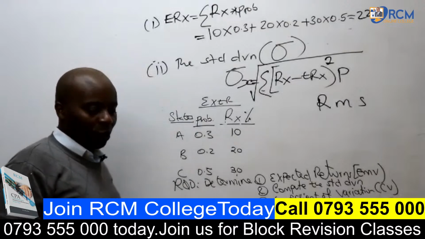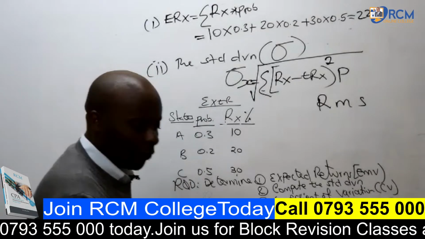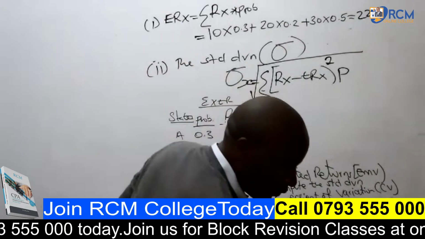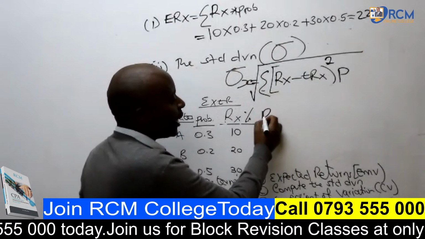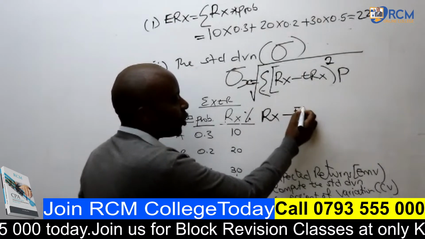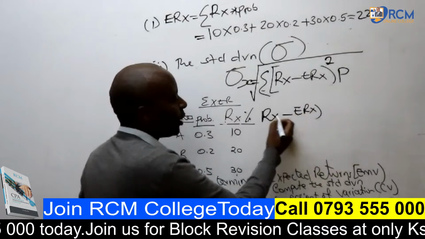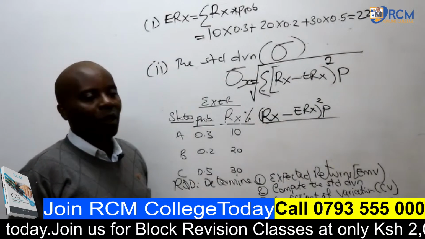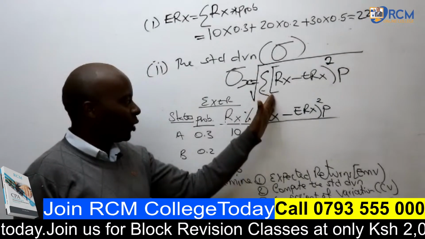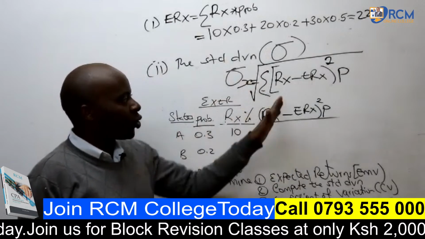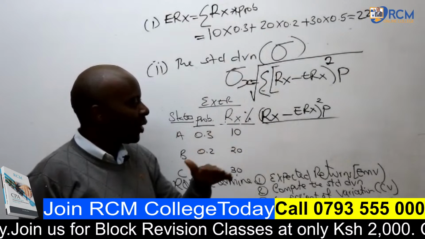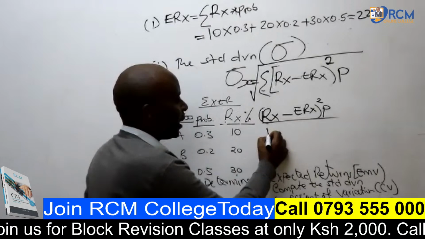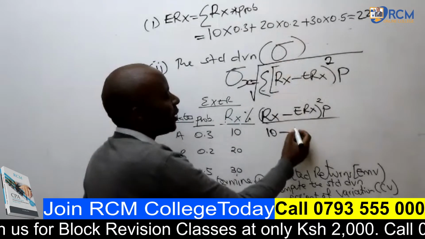Now, ladies and gentlemen, what I would want you to do for me is to give us a column where we capture the deviation first: Rx minus ERX, we square this times probability. I'm trying to follow this. The square will come in much later after summation. So we have Rx minus ERX. What is Rx here? Rx is 10. So the first one will be 10 minus ERX, which is 22.